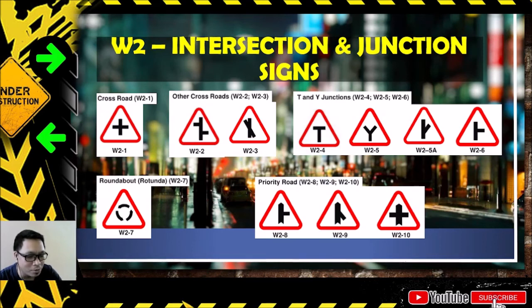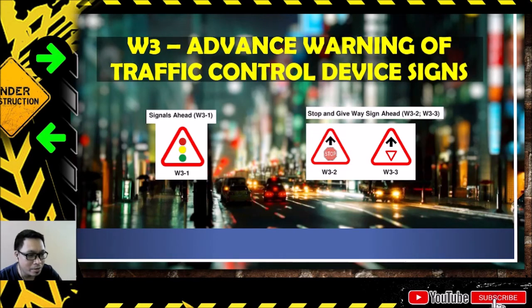Now, this warns the motorist that ahead on the road, there is an intersection. So, it will give an idea to the motorist of the possible danger of colliding with someone's vehicle, just like merging traffic, no? Okay, then we have advance warning of traffic control device. So it means that it warns the motorist that there is a traffic sign ahead, traffic regulatory signs.